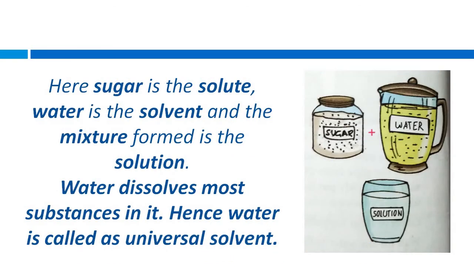Now look at the diagram. When you add some sugar into water, then you form the sugar solution and you find that sugar completely dissolves in water. So here sugar is solute and the liquid in which we are mixing the solute is solvent. So here sugar is solute, water is solvent and the mixture formed is solution. When you mix them together, that forms the sugar solution.